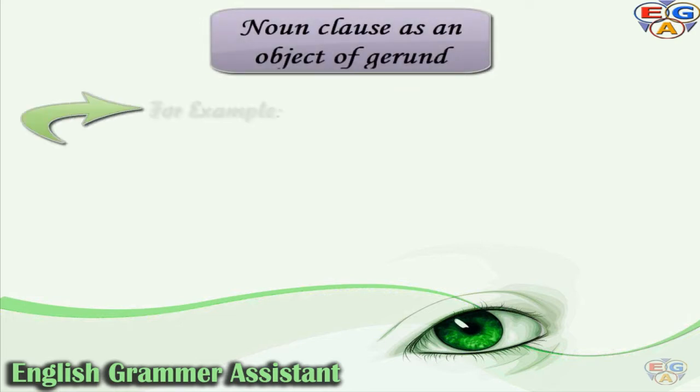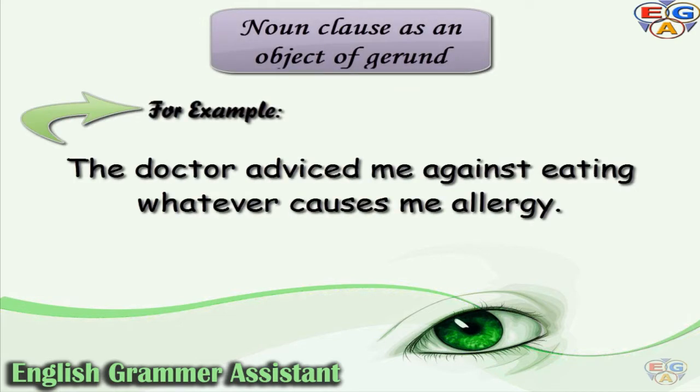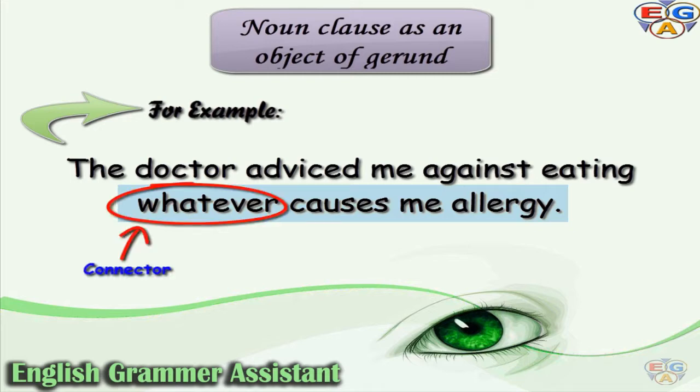The noun clause as an object of gerund. For example, the doctor advised me against eating whatever causes me allergy. Whatever causes me allergy is the noun clause. It acts here as an object of the gerund, eating. The connector of this noun clause is whatever.